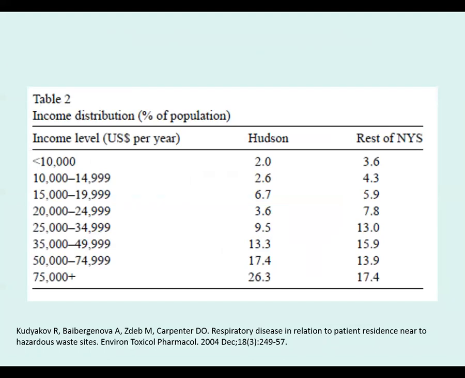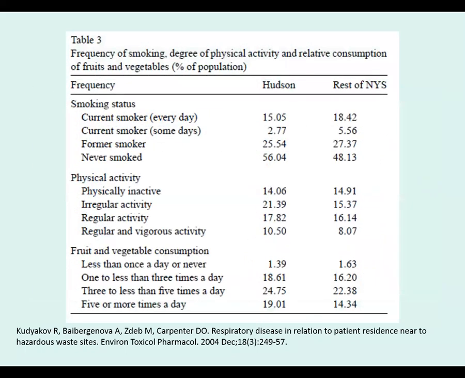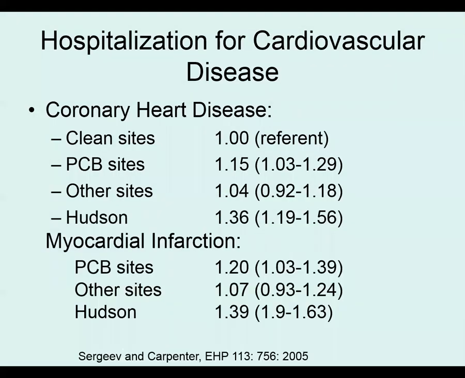Now, one of the reasons we focused on the Hudson is because it's a pretty river. I've described it as a beautiful hazardous waste site, but the next slide shows that there are fewer poor people living along the Hudson River and those zip codes abutting the river, and there are more rich people. Furthermore, using the BRFSS data set, there are fewer smokers that live along the Hudson River, more never smokers, and people living along the Hudson in general are more physically active and they eat more fruits and vegetables. So these are the traditional risk factors for diseases like cardiovascular disease and diabetes.